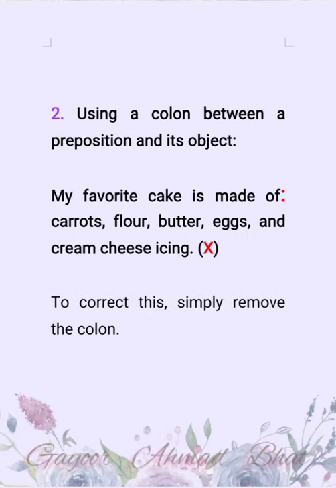Number 2, using a colon between a preposition and its object. For example, my favorite cake is made of: carrots, flour, butter, eggs, and cream cheese icing. Here, the preposition of is separated from its object, carrots, flour, butter, eggs, and cream cheese icing, by a colon, which again is incorrect. And again, to correct this, we simply have to remove the colon.